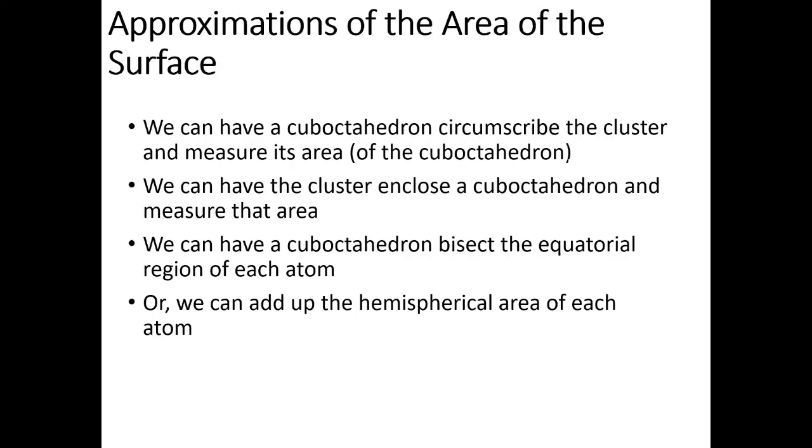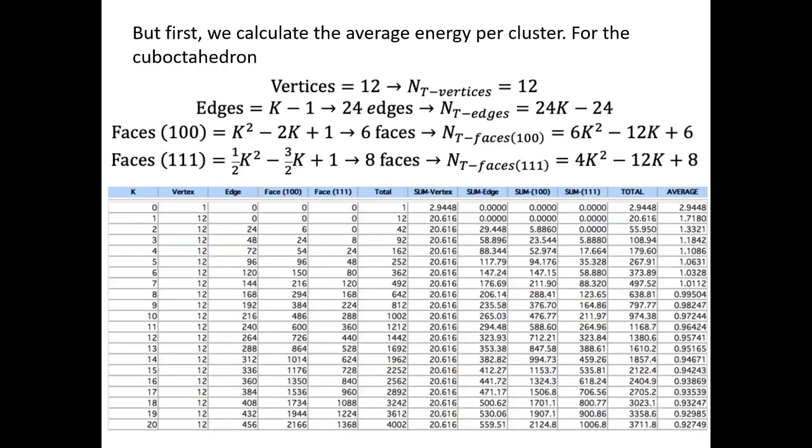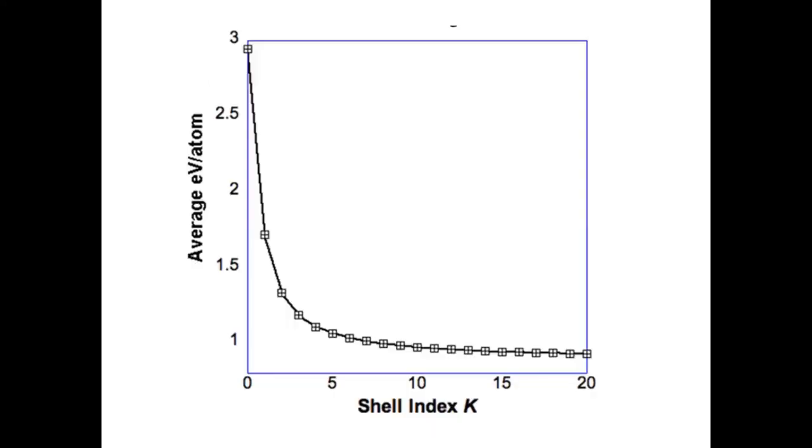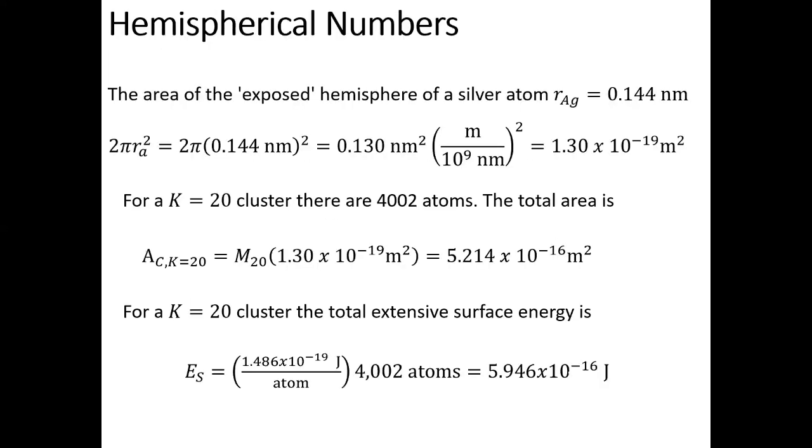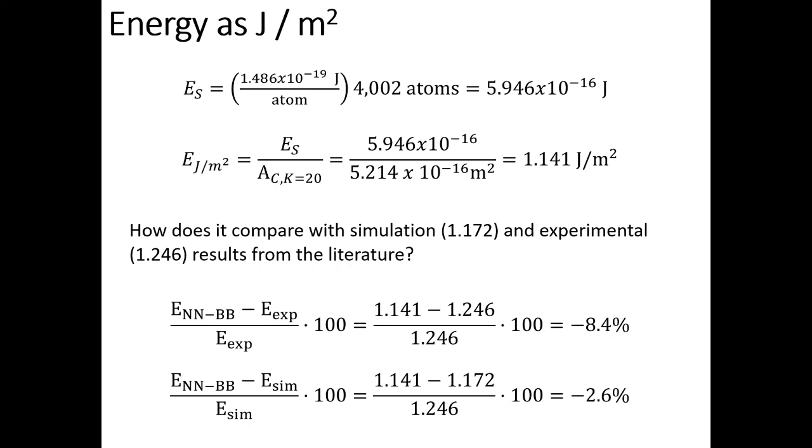4,002 atoms. By the way, that's one of the magic numbers. You can see K equals 20, and the total number of atoms is 4,002. Okay, so I did this graph myself. Very tedious work. I didn't use any computer programming. But so we multiply the energy. We came up with 5.946 joules, and then we divide it by the area. And what do we get? We get 1.141 joules per meter squared.